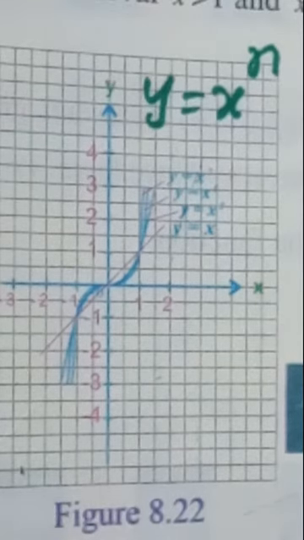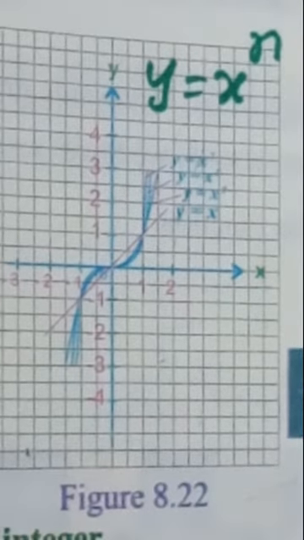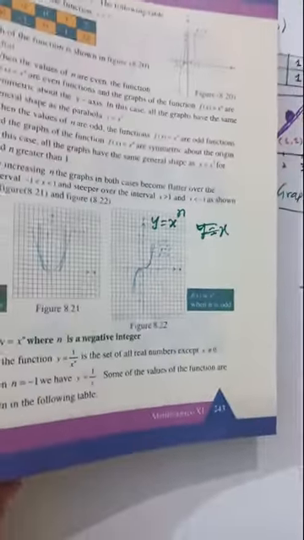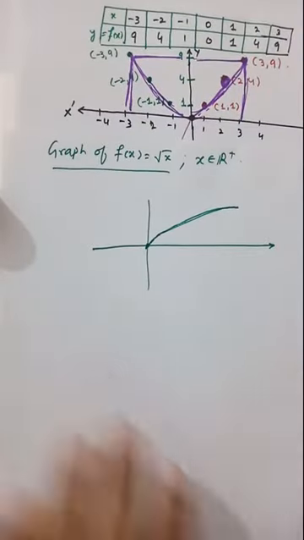So as the values of n increase and n is odd, that will be the shape of the graph. So in general, we can discuss it like this.